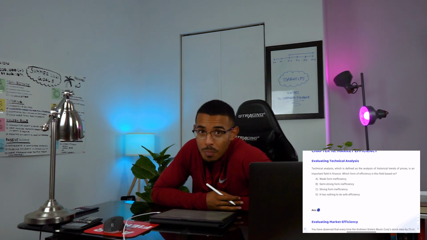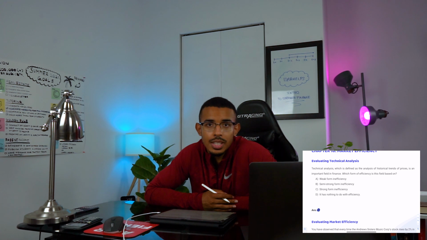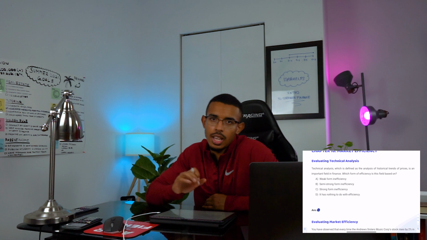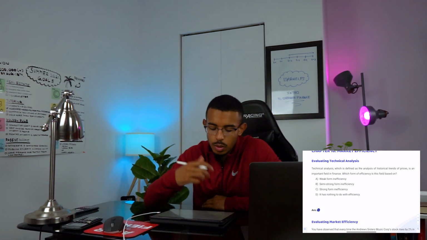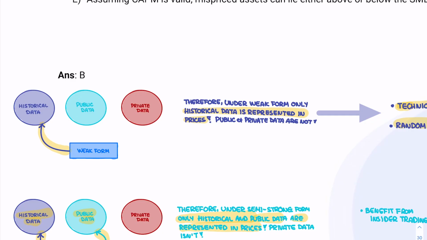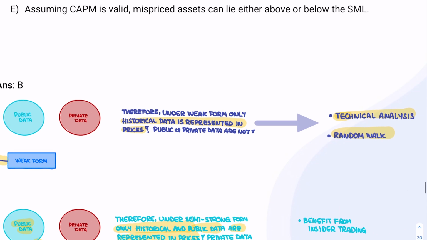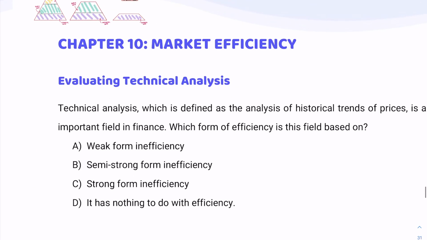What I'm trying to say here is that this question is not asking you what form of market efficiency it is reaching. What they're trying to say is, to what field is it actually related? In this case, because we've discussed everything and we have our graph to fall on, we quickly see that technical analysis is only discussed vis-a-vis our weak form market efficiency. So it becomes super obvious to us that A is the right answer here.